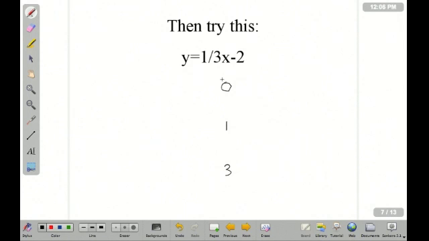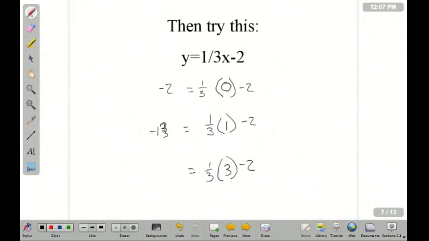value out. So when I plug in a 0, 1/3 of 0 minus 2 is equal to negative 2. 1/3 of 1 minus 2 is negative 1 2/3. And 1/3 of 3 minus 2 is a negative 1.